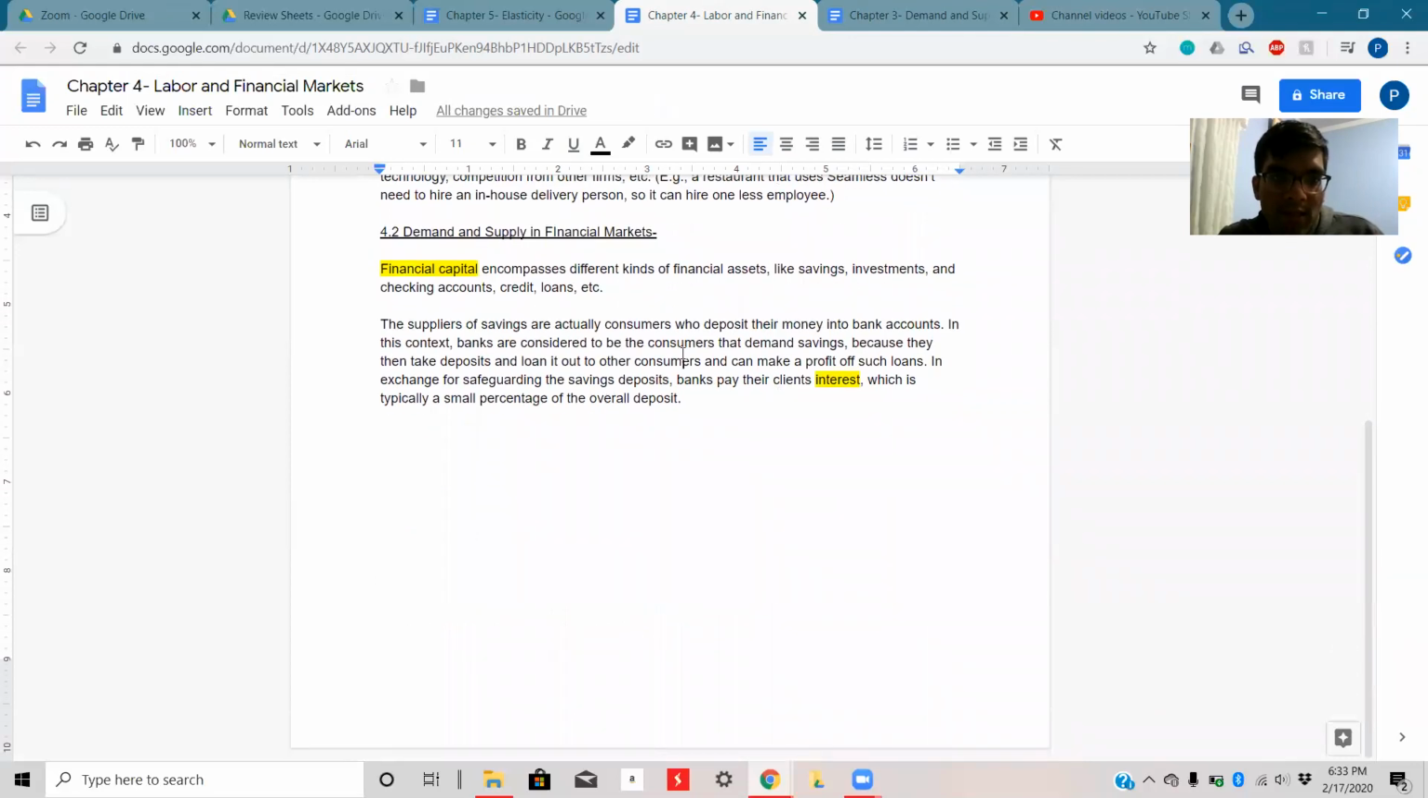4.2 is demand and supply in financial markets. Sorry, I'm noticing all these typos. Demand and supply in financial markets.